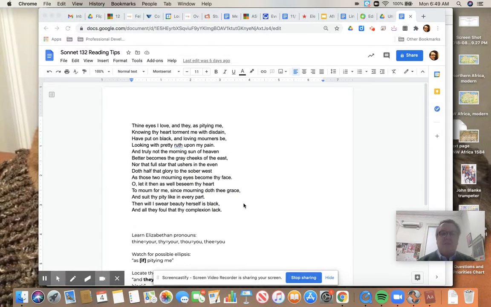You're going to be asked to read a lot of Shakespeare's language in the next few weeks. So I thought I'd give you some basic tips on some approaches you might take. This is one of his sonnets, Sonnet 132. And there are a lot of things about it which can be challenging at first glance anyway. But a few things that might help you a little bit.